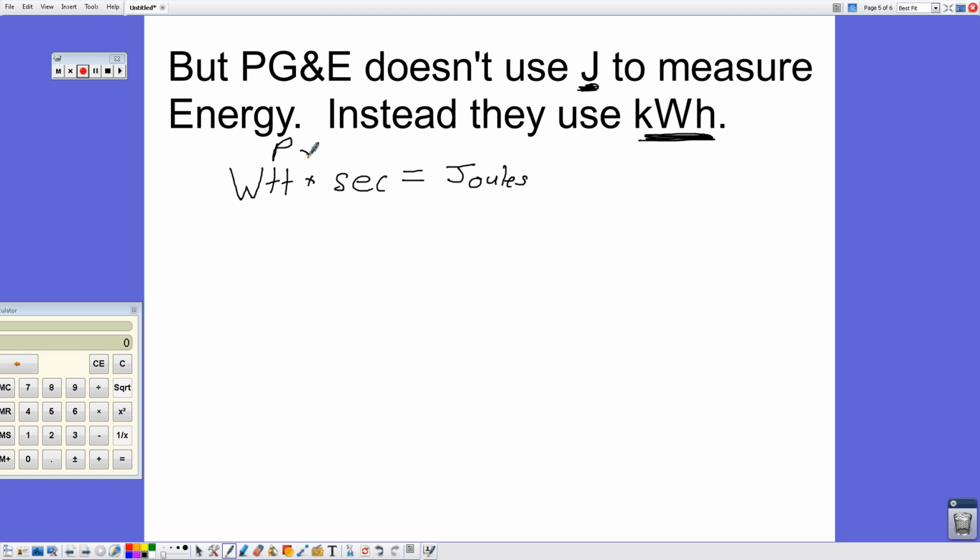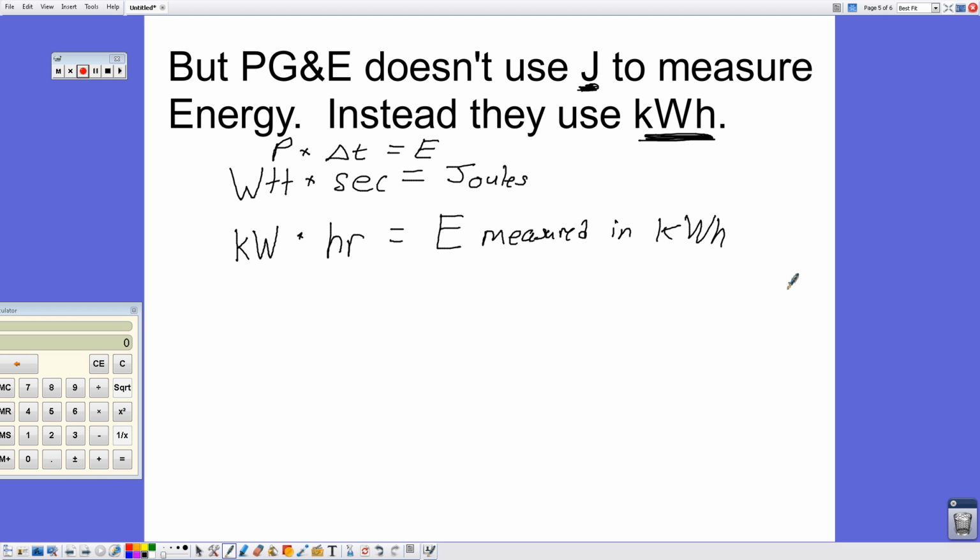But we're still going to use this equation of power times time to get energy. Except instead of watts, we're going to use kilowatts. Instead of seconds, we're going to use hours. And it's still going to give me energy, but measured in kilowatt hours.